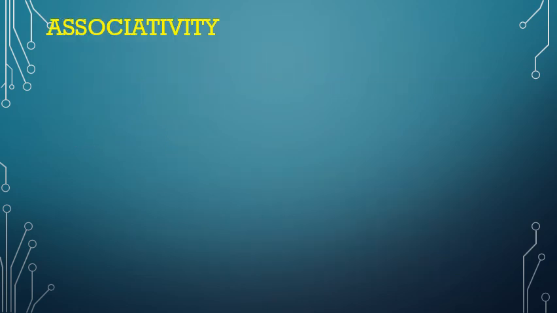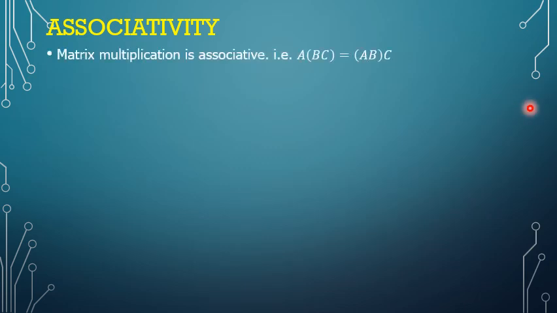Another property is associativity in matrix multiplication. So matrix multiplication is associative. That is, given 3 matrices A, B, and C, when you take matrix B, you multiply it by C, and then you take the product multiplied by matrix A, it will just be the same as taking matrix A, you multiply by matrix B, and then you take that product multiplied by matrix C.